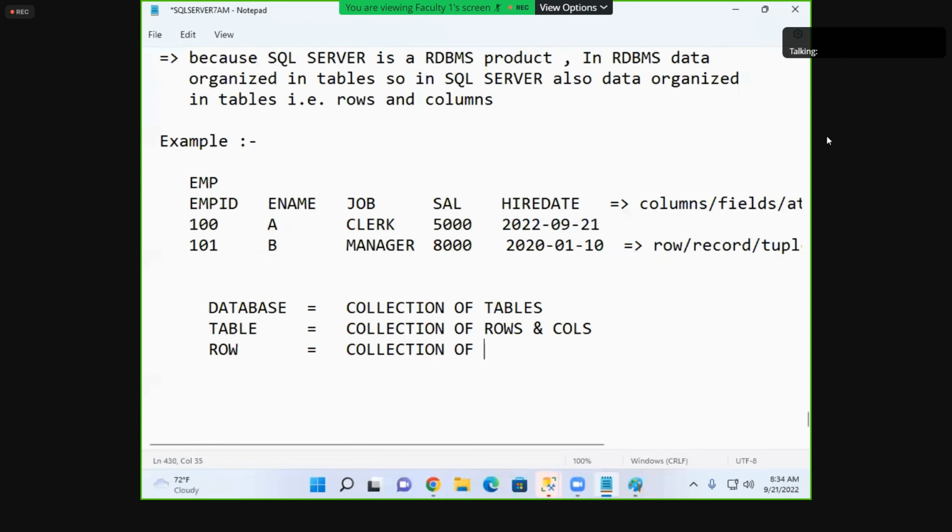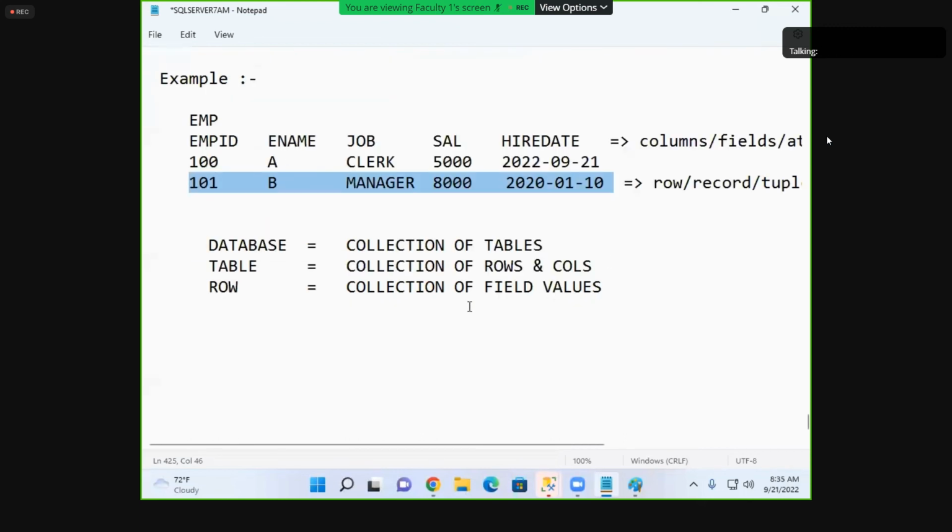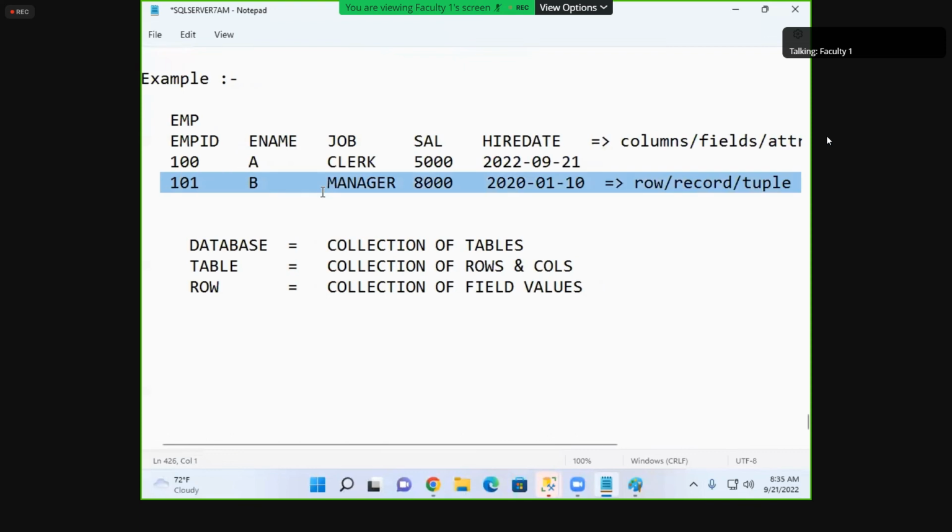A row contains a collection of field values. See, this is the value for ID, this is the value for name, this is the value for job, this is the value for salary, this is the value for hire date. So the row contains a collection of field values. Database contains tables, table contains rows and columns, and a row contains a collection of field values.